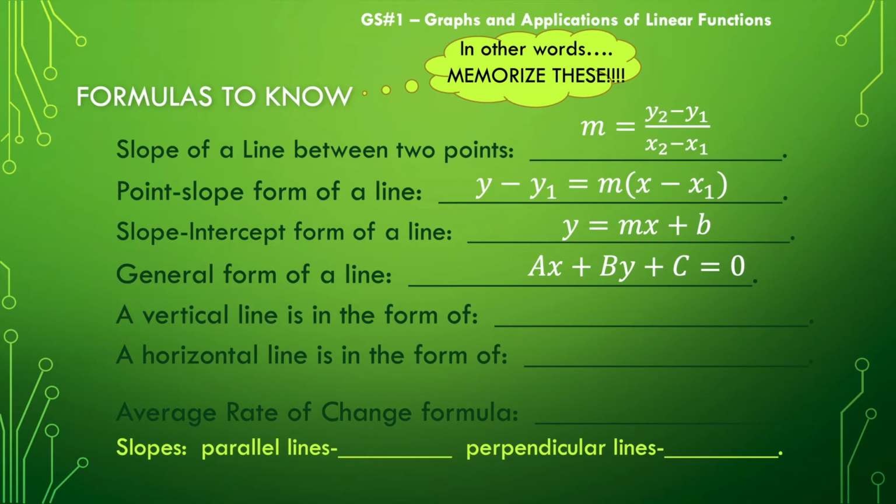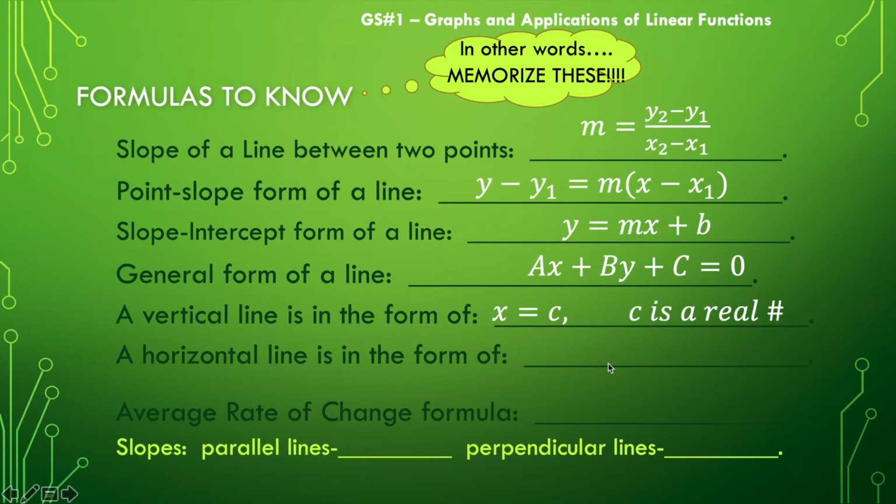Vertical line is always in the form of x equals some constant c. C is going to be a real number, and that's all you need to know. If you see something that looks like this, x equals 2, or x equals 5,000, or x equals negative 1/2, that means we have a vertical line. It's going through the x-axis at that value c.